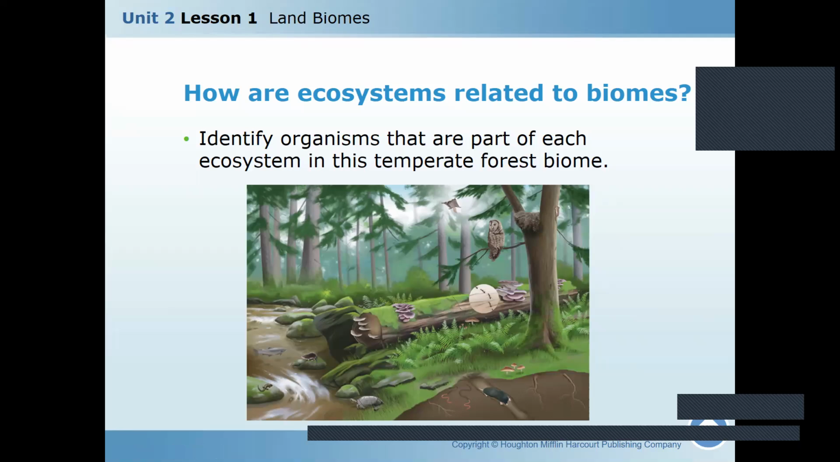How are ecosystems related to biomes? Identify organisms that are part of each ecosystem in the temperate forest. This is the temperate forest biome. What animals can you see there? Please answer my question. What animals can you see there? An owl. Owl, okay.